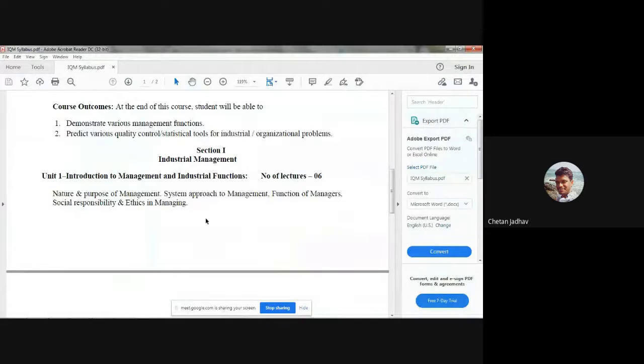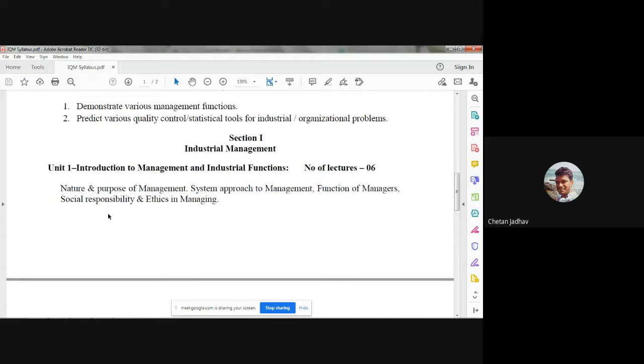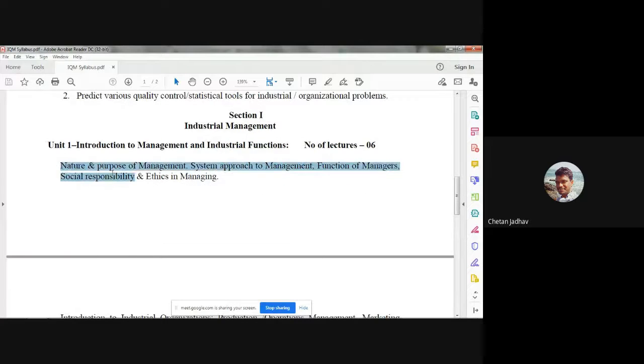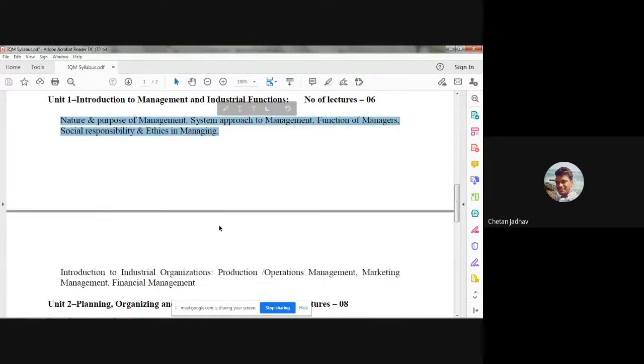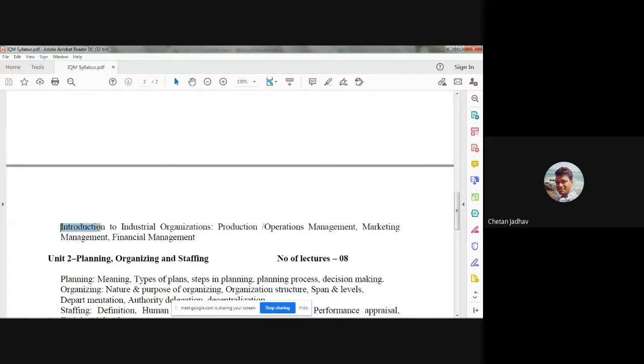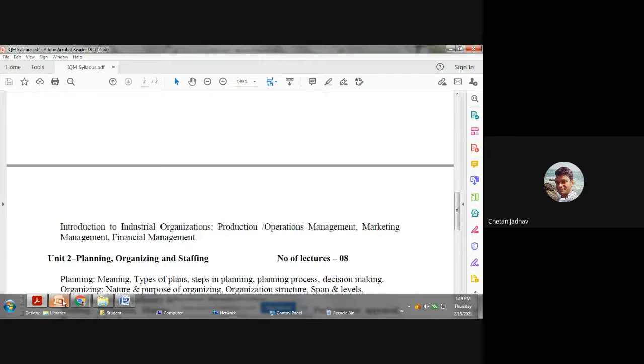We have already seen that this is our syllabus. Now you can see unit number one, part number one, we have completed, and today we have seen the introduction to industrial organization, that is, production and operation management. The remaining parts, marketing management and financial management, we will see in the next lecture.